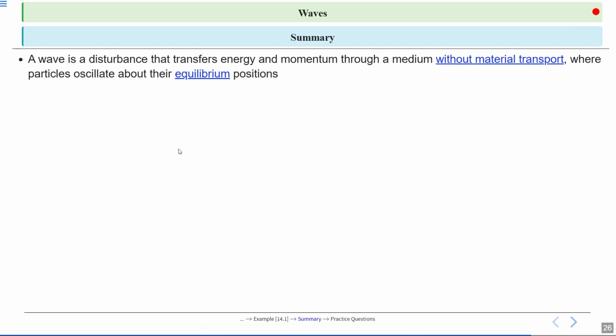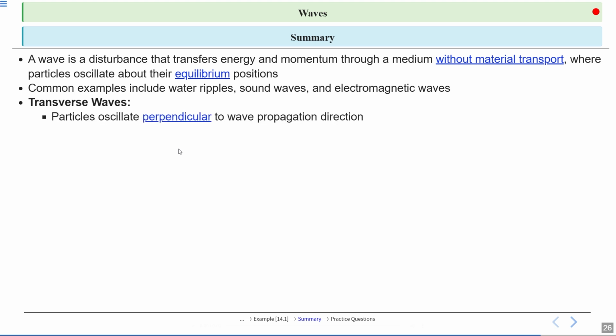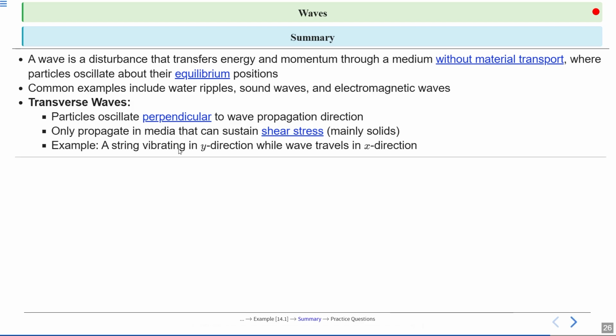Now let's summarize what we have studied in this lecture. A wave is a disturbance that transfers energy and momentum through a medium without material support, where particles oscillate about their equilibrium positions. Common examples include water ripples, sound waves, and electromagnetic waves. Transverse waves: particles oscillate perpendicular to the wave propagation direction. They only propagate in media that can sustain shear stress. Example, a string vibrating in the y direction while the wave travels in the x direction.